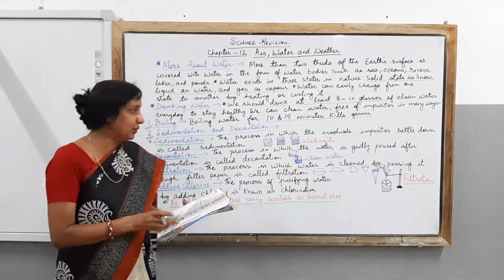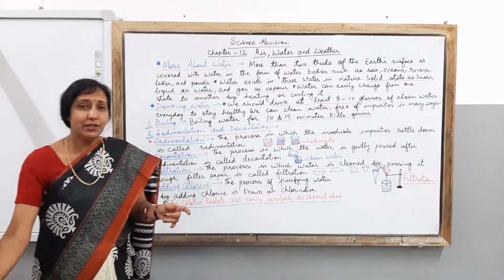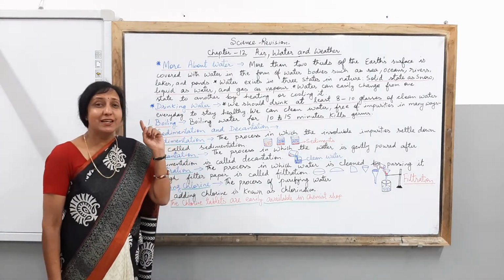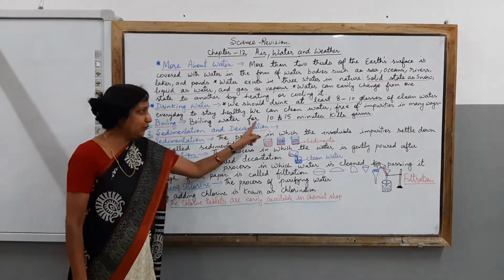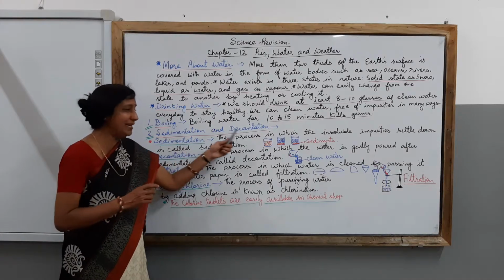Next, children, we have come to the topic that is drinking water. And children, here you have come to know the first thing to make water free of germs is by boiling for 10 to 15 minutes. Remember this. Children, next we talk about sedimentation and decantation.